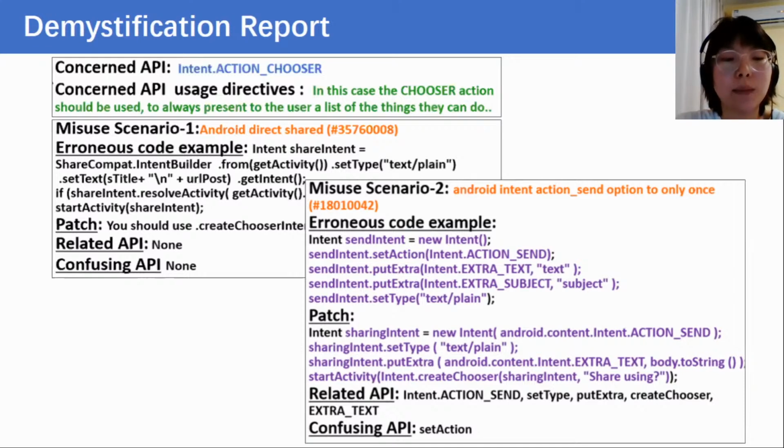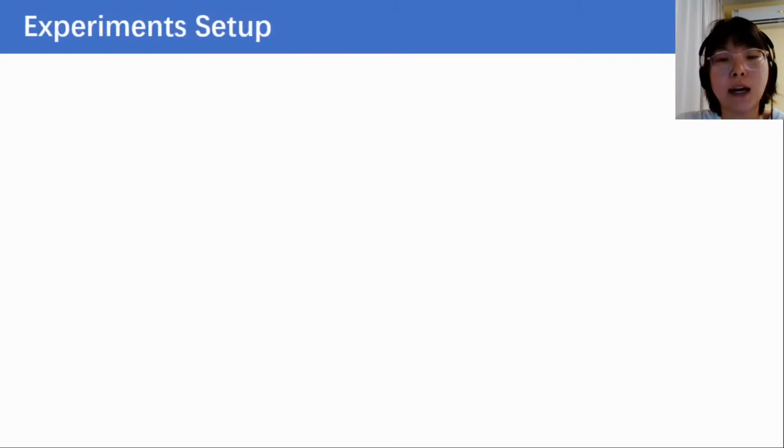To assist developers in understanding the demystification report, we detect and highlight the code differences between the erroneous code examples and the corresponding code patch, just like the purple part. So after knowing our framework, let's show some experiments and the results.